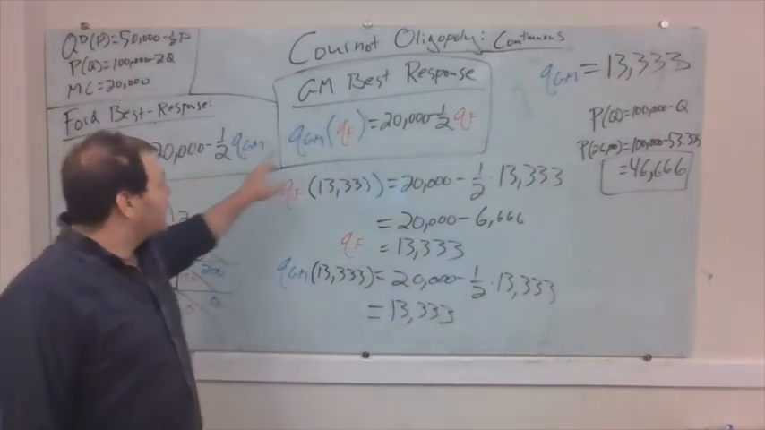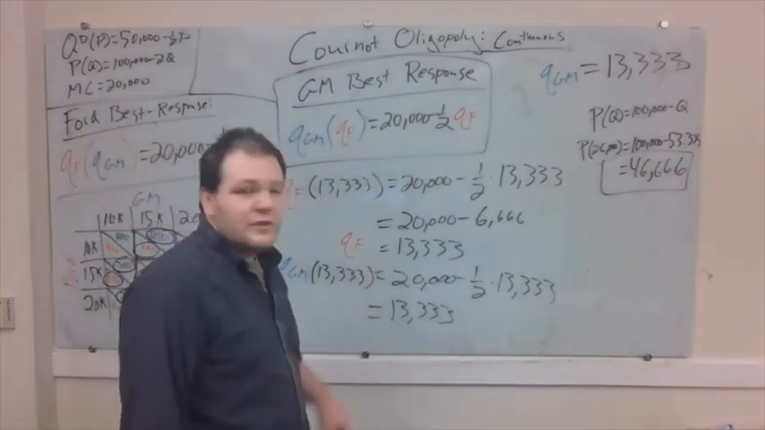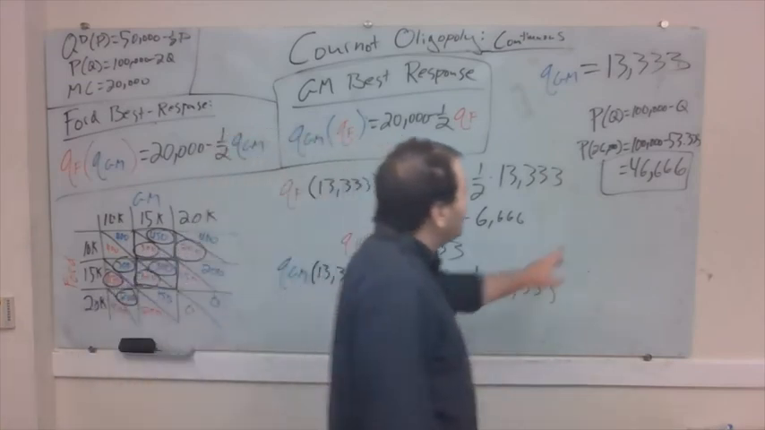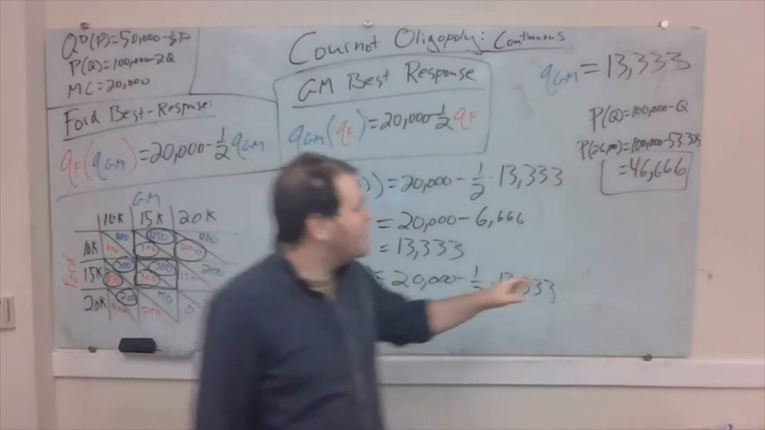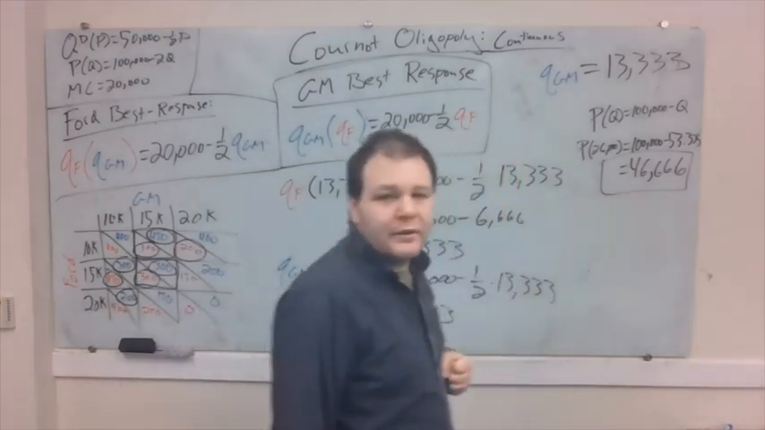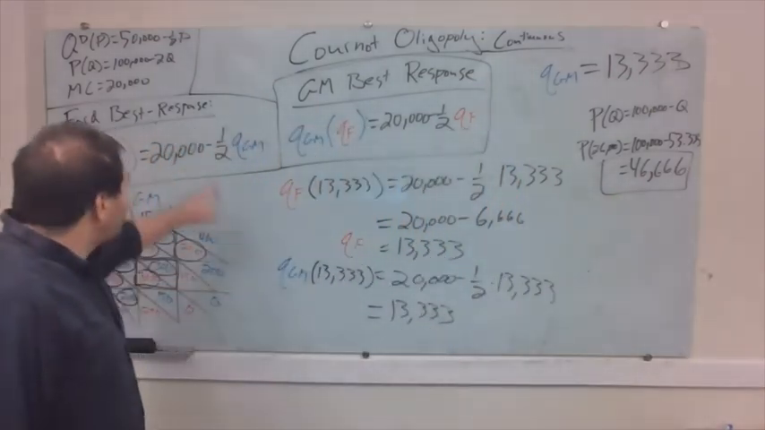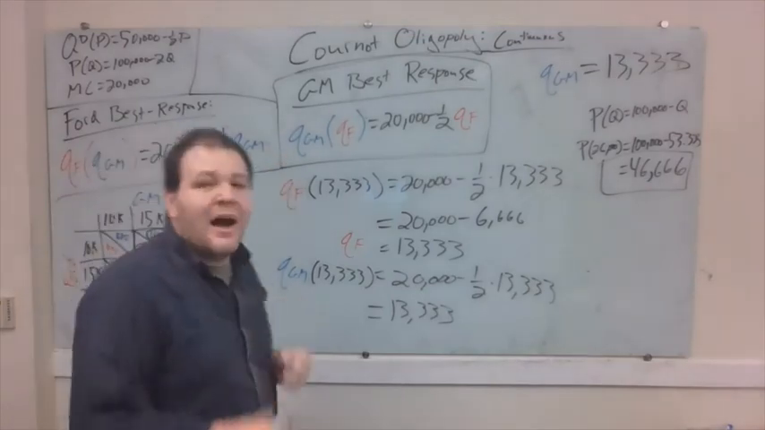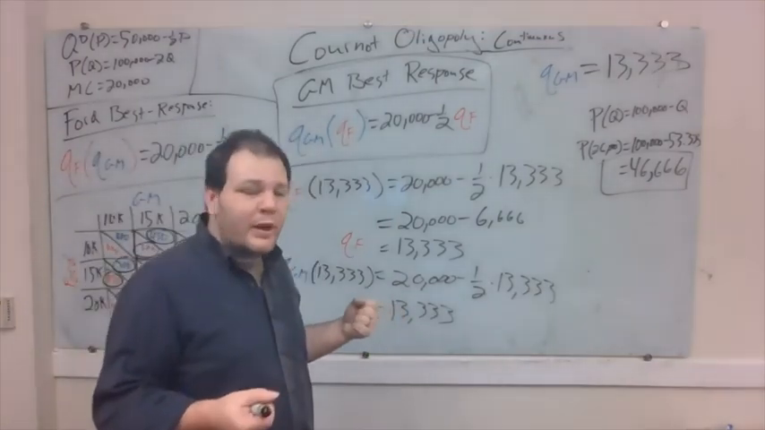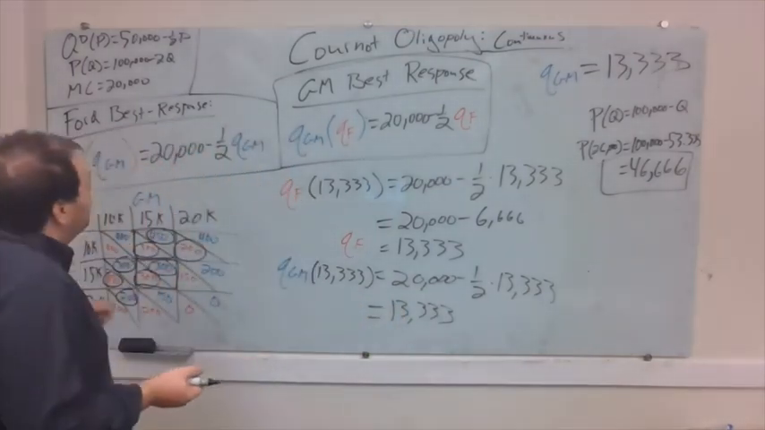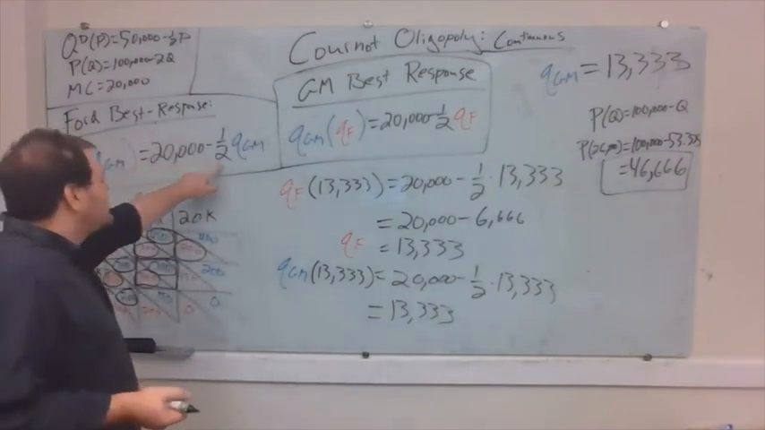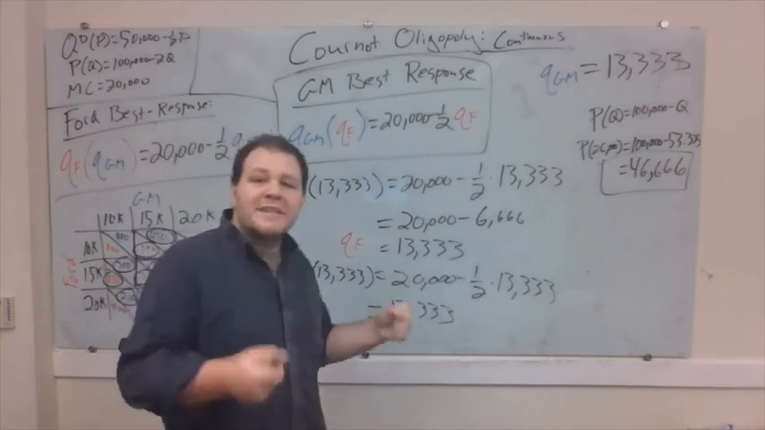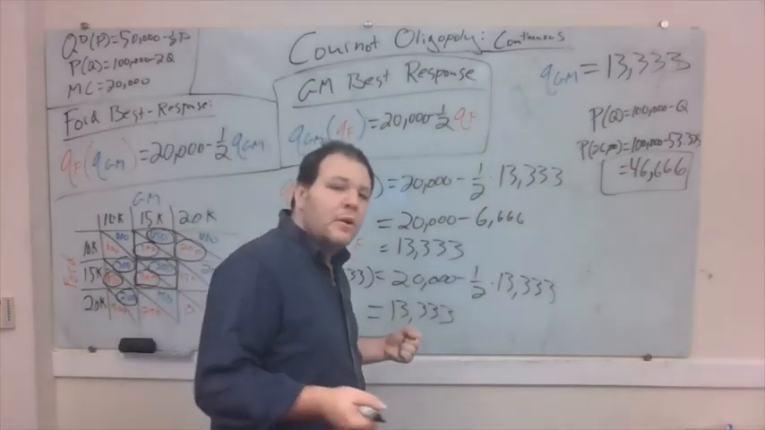So if GM and Ford were each making 13,000 or so trucks, Toyota would have every reason to step into the market and start producing, right? Because they would be making $20,000 on each truck. Now, would GM and Ford reduce their output enough to offset the increase in output from Toyota? No, because as we can see, right, they're each only going to reduce their output part of the way in response to increased total output, right?